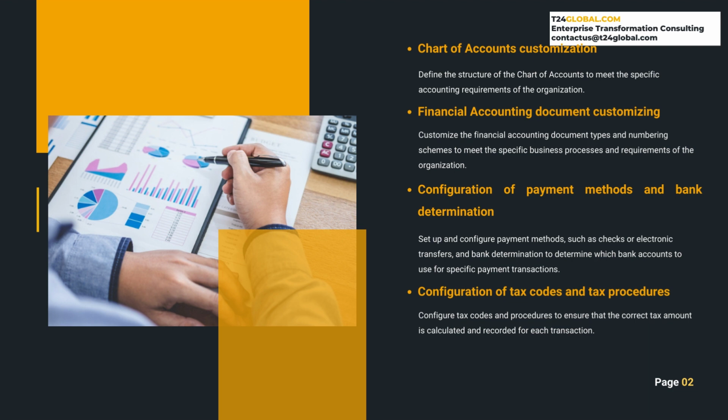Configuration of tax codes and tax procedures. This customization involves configuring tax codes and procedures to ensure that the correct tax amount is calculated and recorded for each transaction. The key roles involved include the tax accountant, who defines the tax codes and procedures, and the technical consultant, who configures the system. The activities involved include defining the tax codes, configuring the tax procedures, and assigning the tax codes to the relevant account codes.